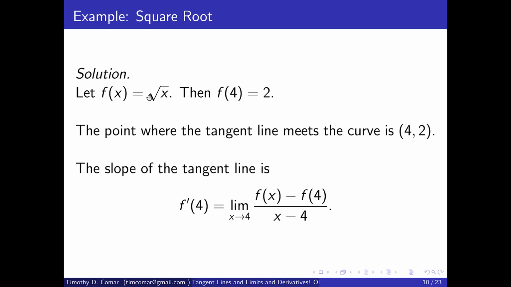So first, we're going to let f of x be the square root of x, our square root function. So f of 4 is just 2, and the point where the tangent line meets the curve is simply the point (4, 2). This time we're going to use our other version of the limit definition of the derivative here. So f prime of 4 is going to be the limit as x approaches 4 of f of x minus f of 4 divided by x minus 4.